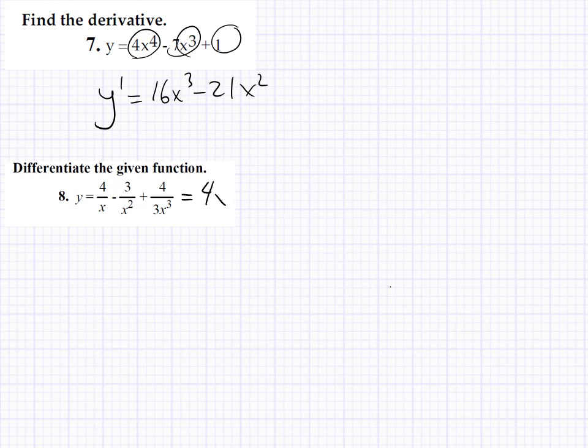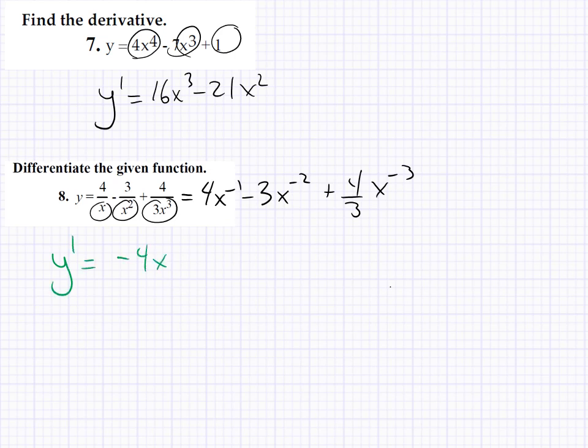This one, number 8, we're going to rewrite the function first. I'm going to write this as 4x to the -1 minus 3x to the -2 plus 4/3 x to the -3. That's just bringing all these exponents up to the numerator. Now I can do the power rule on each one. So now my derivative will equal -4x to the -2, positive 6x to the -3. And if I bring this 3 out, it's going to cancel with this 3, but still the negative is going to be there. So -4x to the -4.